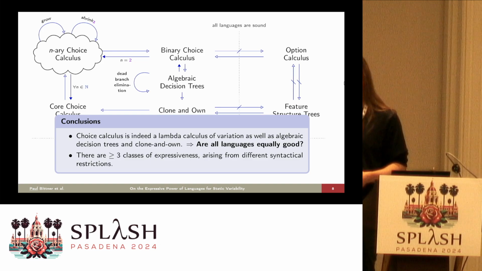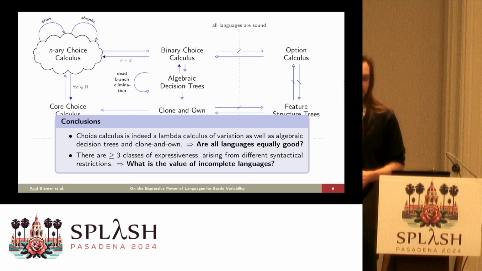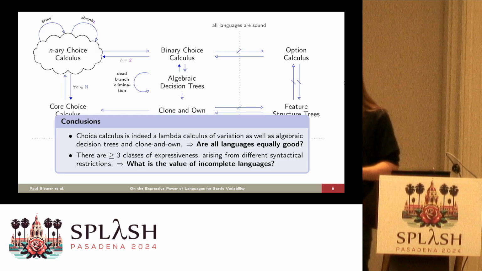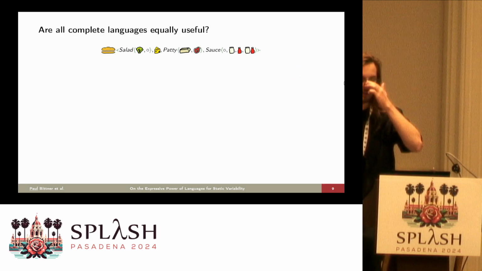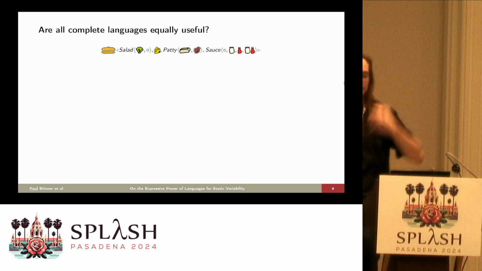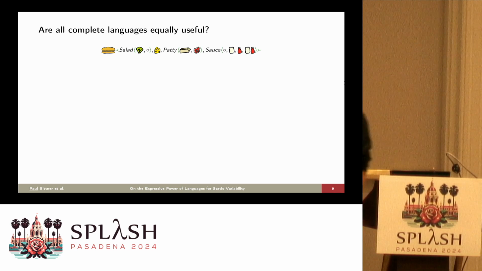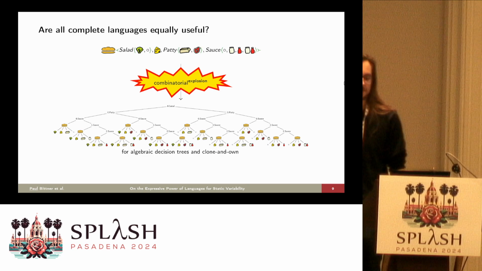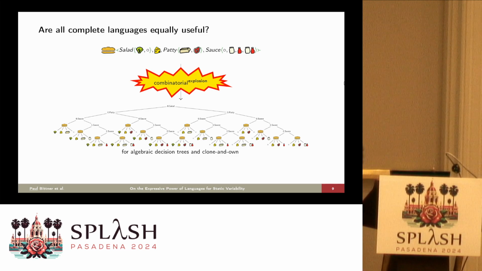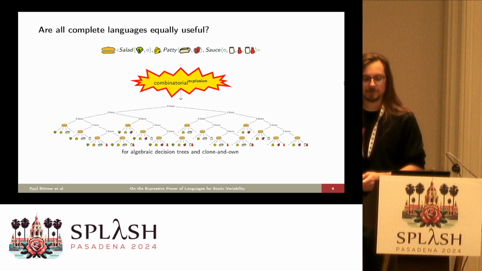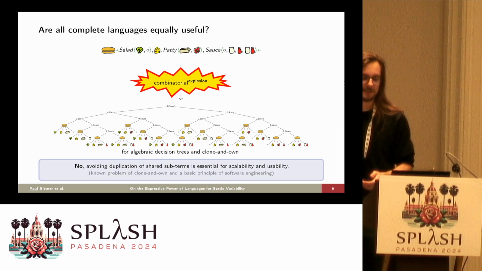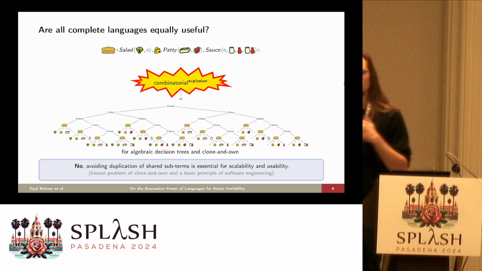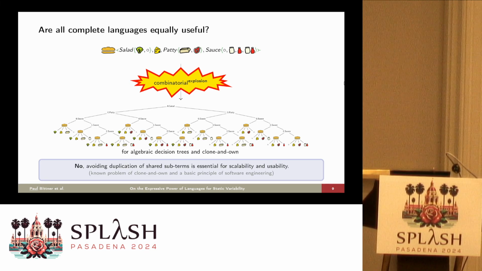If there are multiple complete languages, are these equally good? And if there are different classes of expressiveness, with complete languages and incomplete languages, why should I care about incomplete languages? Regarding complete languages, are they equally useful? Let's take this expression from the beginning. If I translate this to algebraic decision trees or clone and own, I get a combinatorial explosion. That's a well-known problem with code duplication and clone and own development. Now we have to list every variant, like in the pizza place. So no, not all languages are equally useful. Sharing of subterms is important.